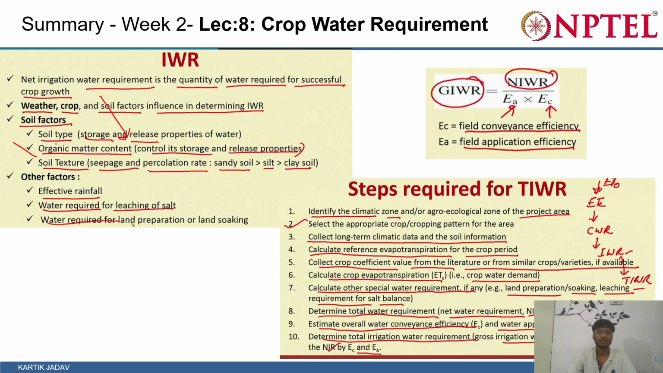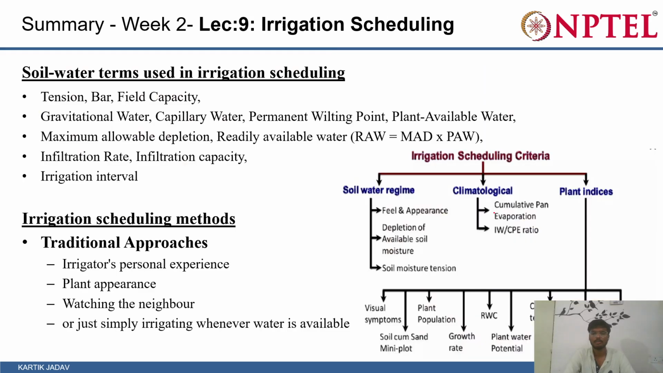Like what impacts it and what kind of parameters are impacting irrigation water requirement, and how to estimate the total irrigation water requirement. Okay, so these are the steps that we have also discussed during our week session. If you have any doubt, you can ask me or you can also write to the provided email ID.